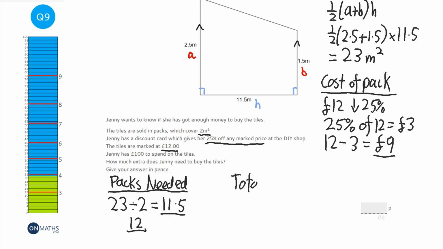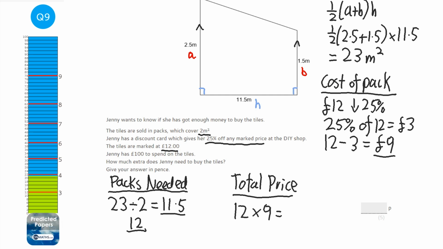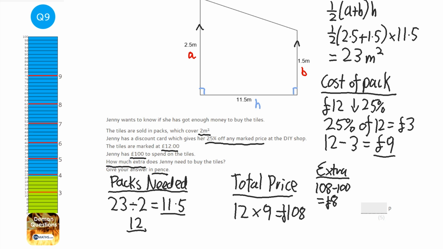So total price. I need 12 packs and each of them costs £9. So 12 times 9 is £108. So it's going to cost £108. Now, the last bit of the question, she says she's got £100 to spend. How much extra? It wants it in pence as well. My goodness. So we need to do extra. And all I'm doing here is doing 108, take away 100, which equals £8, which is 800 pence.